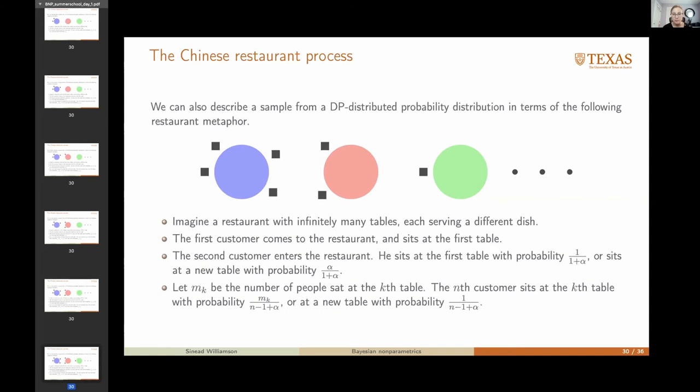It allows us to see that we always have some probability of joining a new table, but it's going to decrease over time. And it also shows that we have this sort of rich-gets-richer behavior. People are going to tend to sit at popular tables. Right? If we've seen 1,000 people at the first table and only 50 people at any other table, we're more likely to see that first table again.